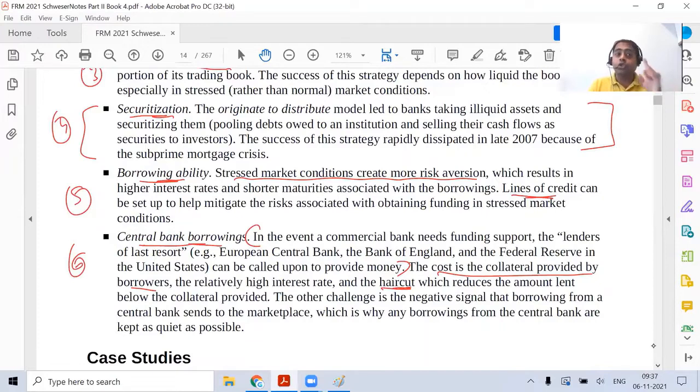Also, a very important part of this section, which has been repeated in one of the case studies: borrowing from the central bank gives negative publicity, suggesting that you do not have money with you. Hence, generally banks do not go and borrow from the RBI, because it gives a stressed signal to the market.